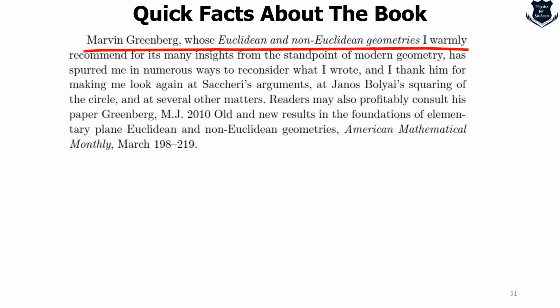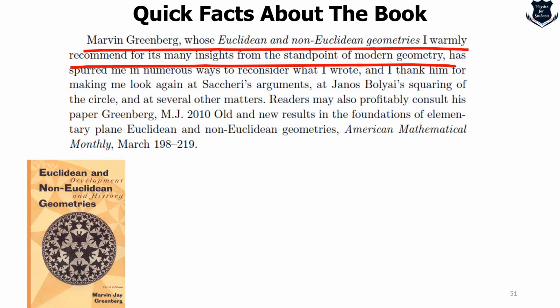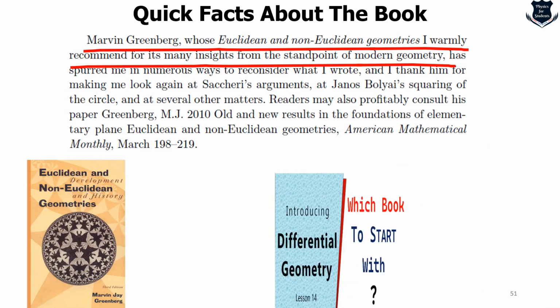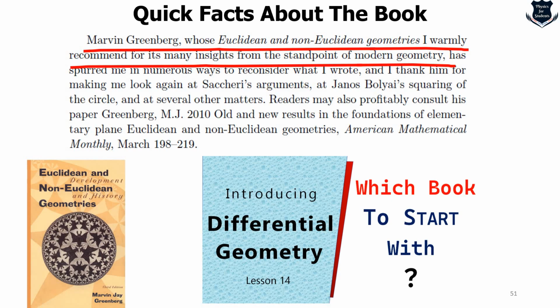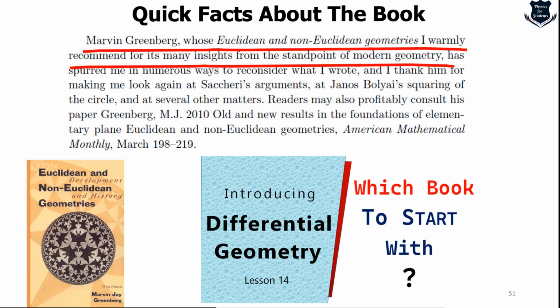And here you can see Professor Gray gives a recommendation of Marvin J. Greenberg's Euclidean and Non-Euclidean Geometry, which I warmly recommend for its many insights from the standpoint of modern geometry. That means Professor Jeremy Gray is also citing this book, Euclidean and Non-Euclidean Geometry, which I have already covered in lesson number 14, which book to start with, where a detailed analysis and review of this book is given.